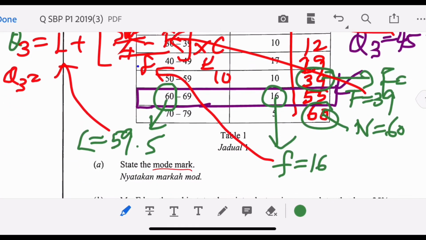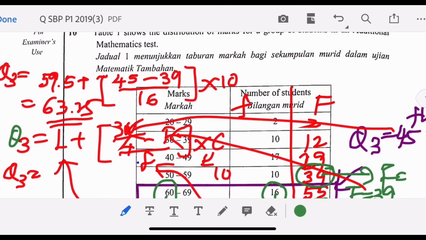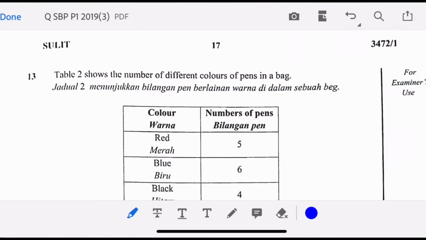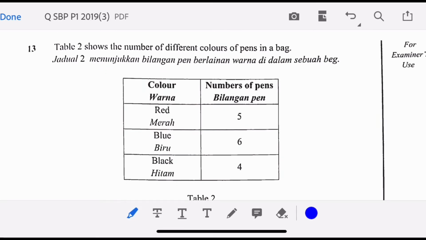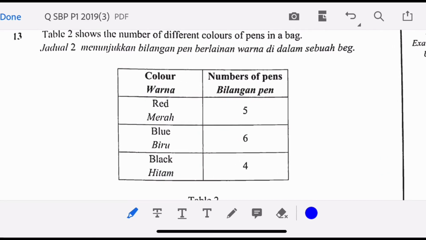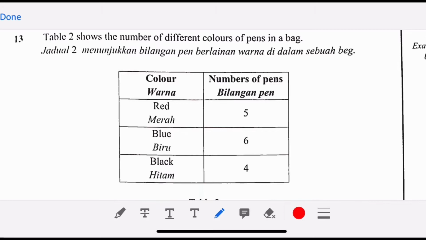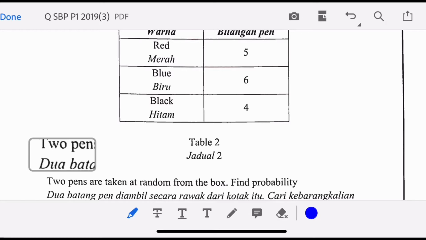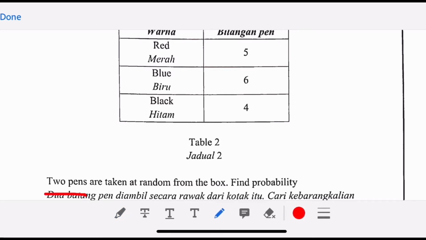So now we can actually master the statistic already. It actually for first quartile and median almost the same. Okay, now let's see this question. This is actually almost the same like mathematics. So a table shows number of different colors of pen in a bag. Okay, we have red color, we have blue color, we have black color. So I think this question majority of you can do because you are actually very expert in maths, isn't it? So your maths also got this topic.